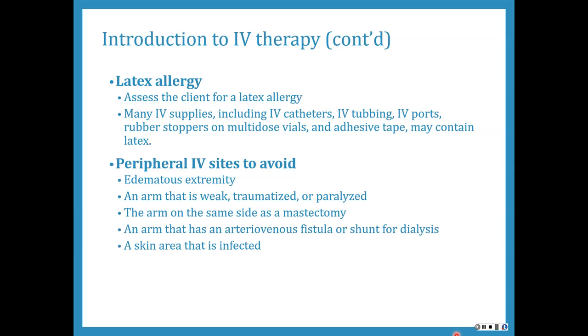When we look at selecting a site for an IV, we want to make sure that we're not putting it in a client's extremity that's very edematous. If they previously had a blood clot or had surgery and that right arm is swollen, we wouldn't select that arm. You don't want to use an arm that just went through trauma. If the client's having a stroke and having weakness on one side of the body, you wouldn't put the IV on that side.